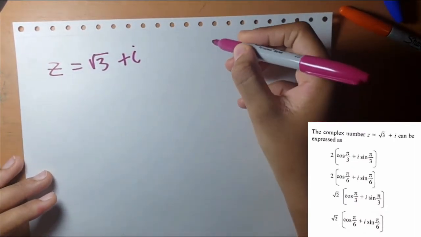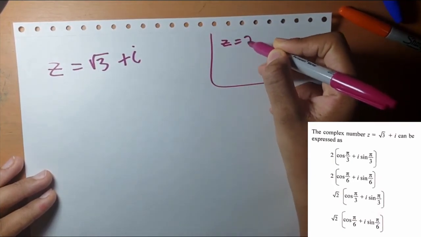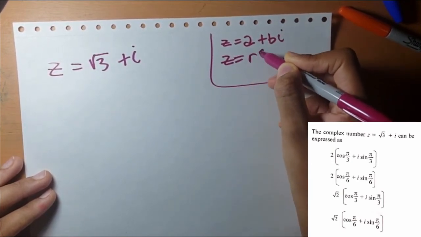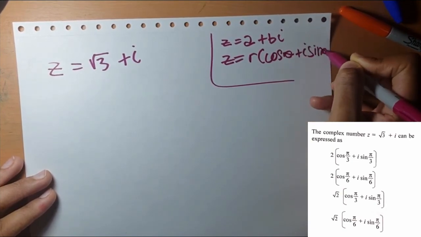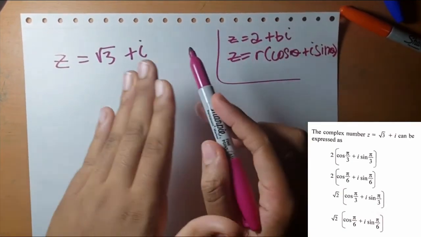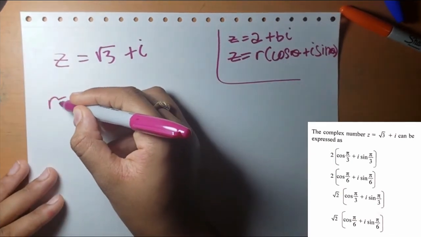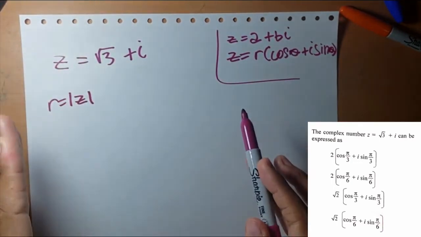So basically, for this form, we have something like z is equal to a plus bi, and we're asked to put it in the form z is equal to r cos theta plus i sine theta. So we realize this kind of looks like over here. So a would be the root 3 and then the bi. So, okay. Now the first thing that we need to find is r. And how do we find r? So r is equal to the modulus of z. So we need the modulus of this, right?